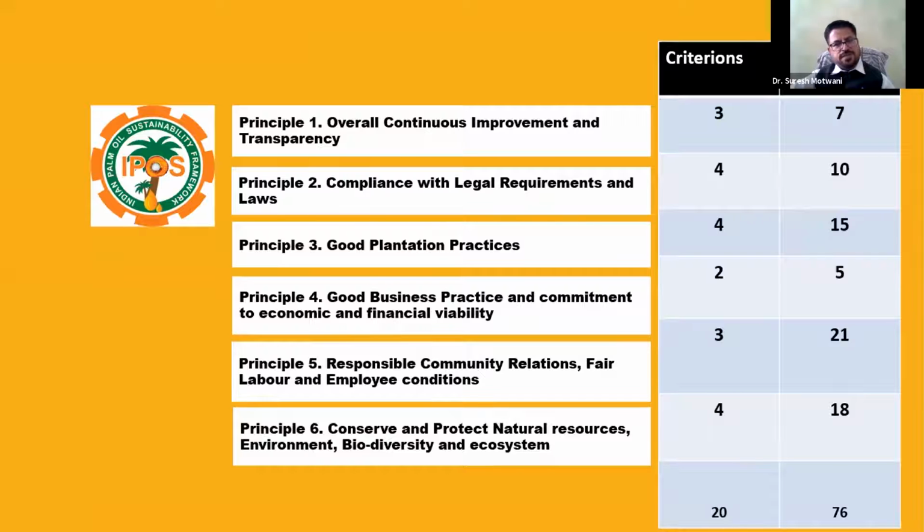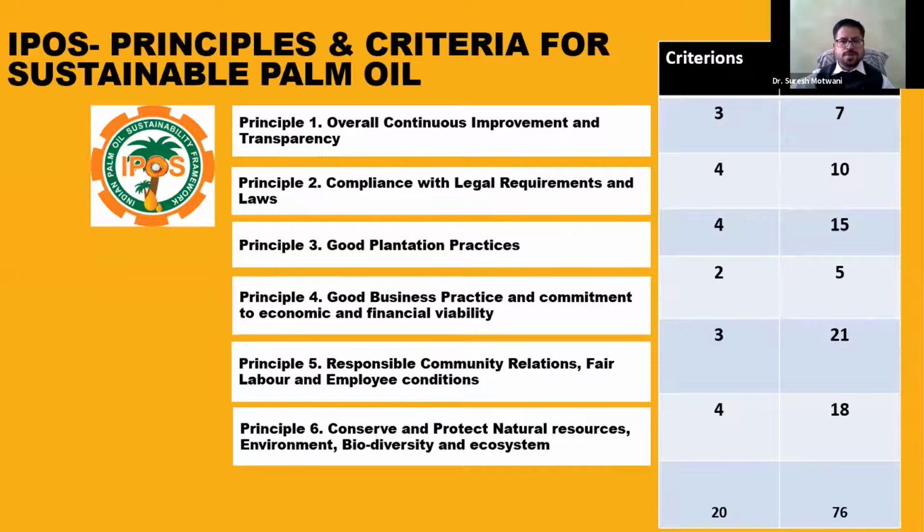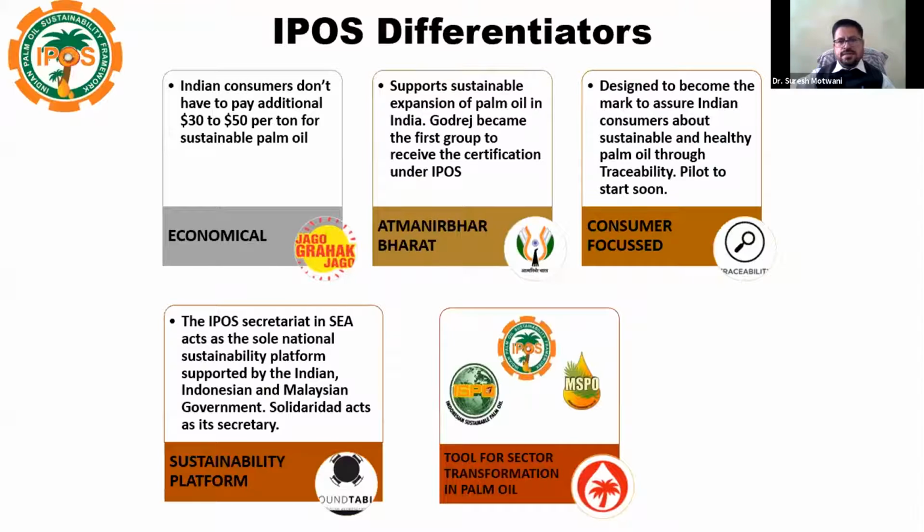We already initiated different programs. And a few days ago, as all of you are aware, our PM announced a special focus on promoting palm oil plantation in India to fulfill self-dependency in terms of edible oil crops. So these are the differentiators. I'm talking about the IPOS, but this is already linked with the MSPO and the ISPO also. When we talk about national frameworks, the IPOS can differentiate.